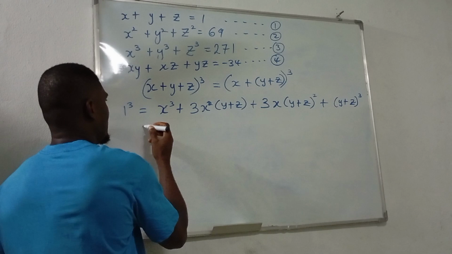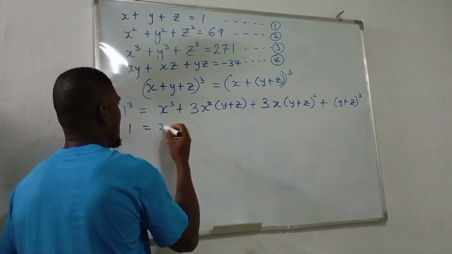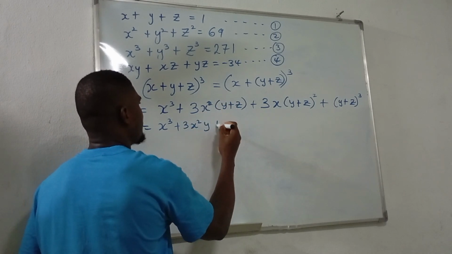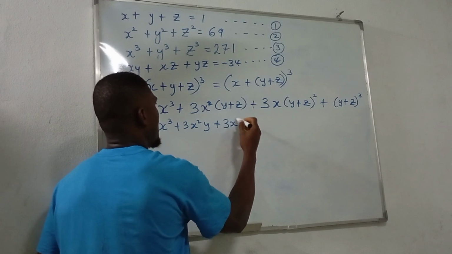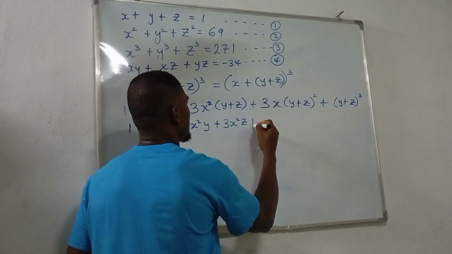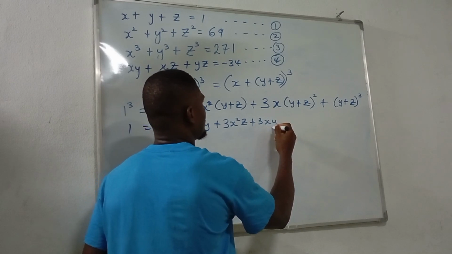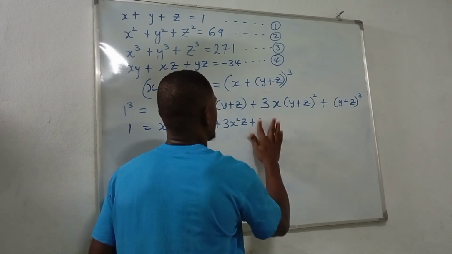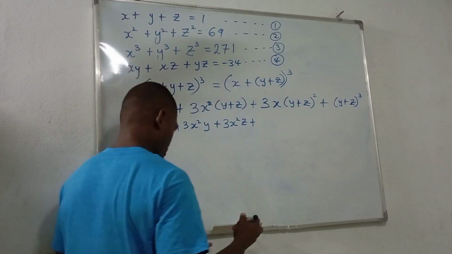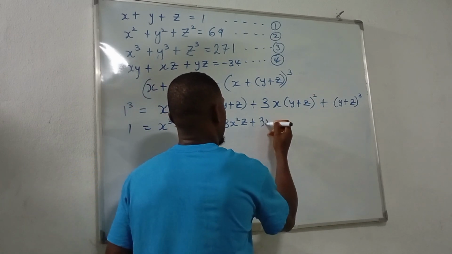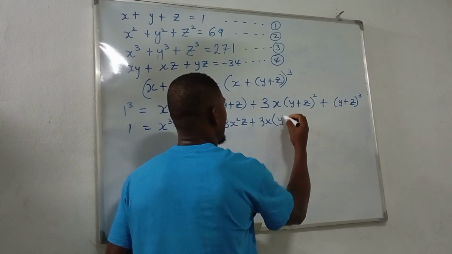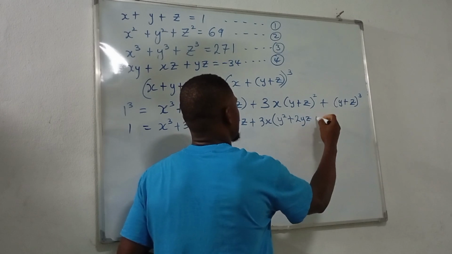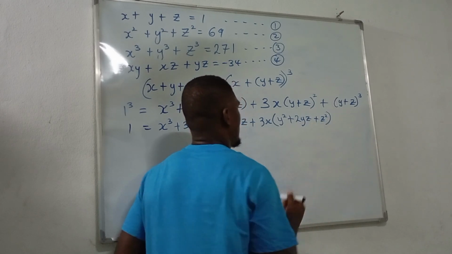So now this is 1. This is x raised to the power of 3. And to this we have 3x squared y. This to this we have 3x squared z. Sorry, you have to expand this first. So we have 3x into the expansion of this, which will give you y squared, like we've done that before, plus 2yz plus z squared. All right.